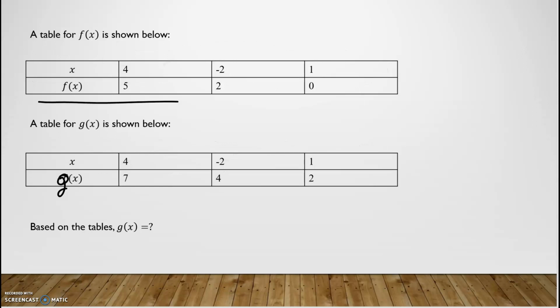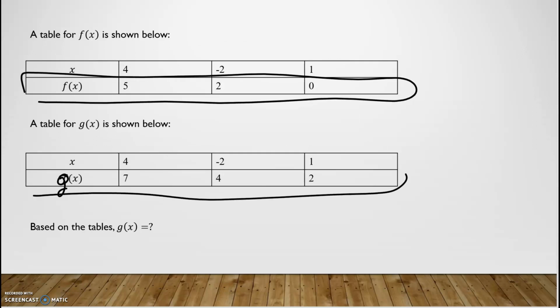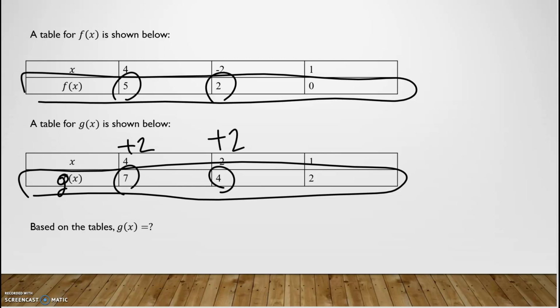Then I'm going to compare the y values. Okay, this one's 5, this one's 7. That's a difference of 2. 2, 4, difference of 2. 0, 2, a difference of 2. Okay, so only the y values were affected. So that means that we have a vertical shift. And because they went up 2, we shifted up. So that means that we have g of x is equal to f of x plus 2.